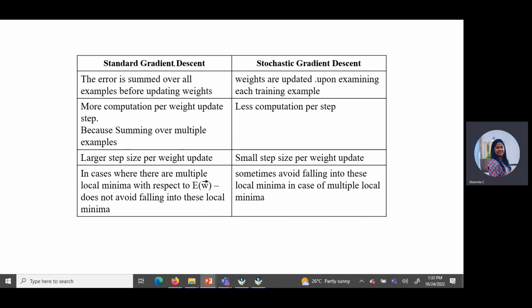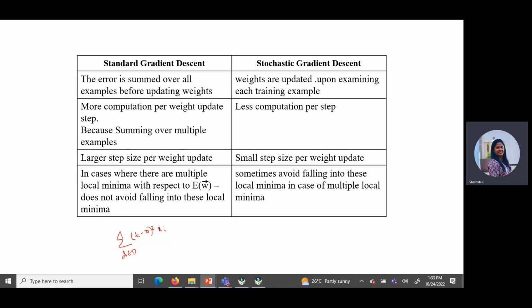The differences between standard gradient descent and stochastic gradient descent: in standard gradient descent, the error is summed over all the training examples before updating the weights. It is nothing but the error summed over d belongs to D, of (t minus o) squared, times xi. Whereas here the weights are updated upon examining each training example. Standard gradient descent requires more computation per weight update step, while stochastic requires less computation per step because there is no summing over multiple examples. Standard has a larger step size per weight update, stochastic a smaller step size per weight update.